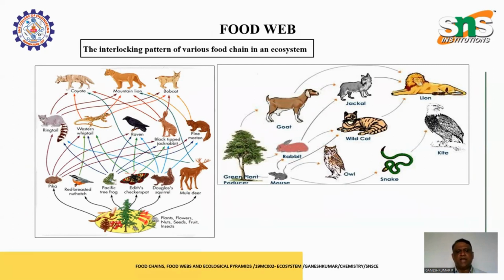For example, a plant is eaten by the goat. The goat can be directly eaten by a jackal or a lion. Or a rabbit can eat the plant, and the rabbit can be eaten by a wild cat. A bird can eat the mouse or rabbit, and snake, and so on. So it is an interlocking pattern.